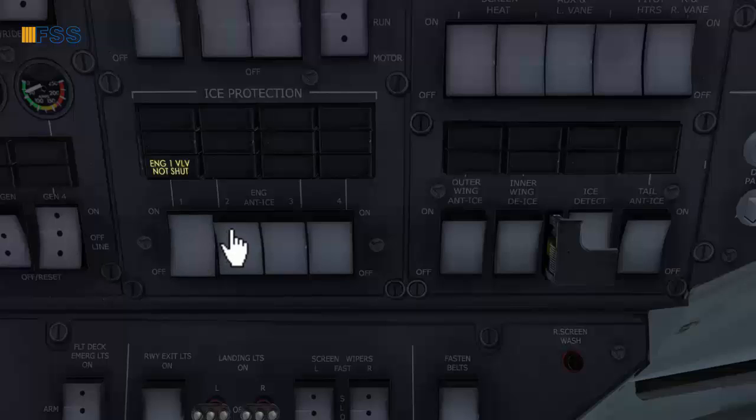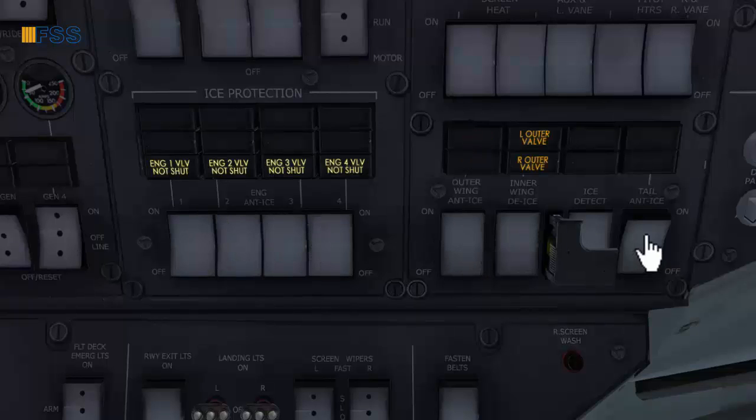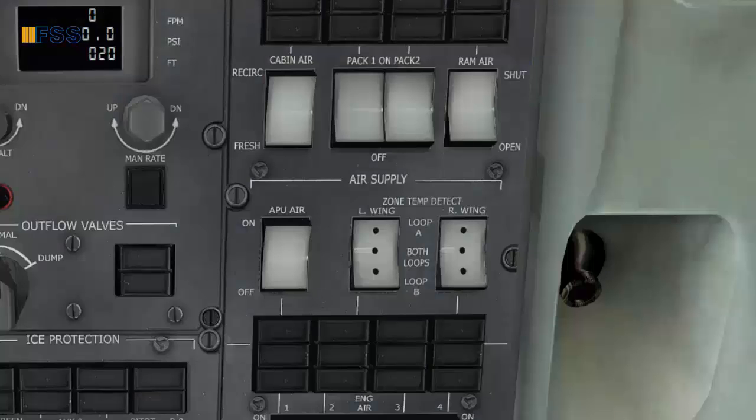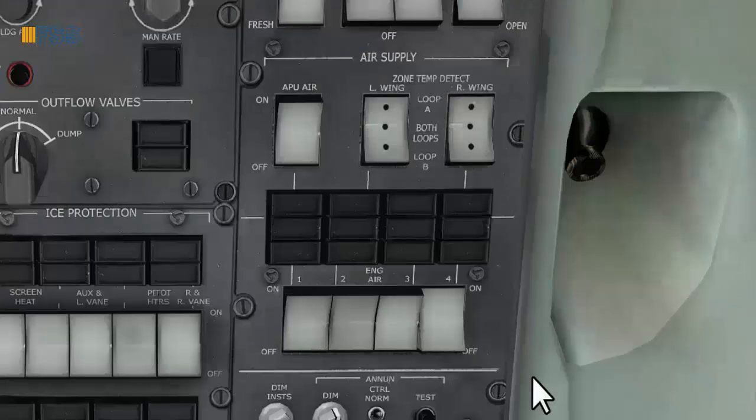When the airframe ice protection is required during takeoff or go-around, APU air must be selected off. Therefore, the air can be supplied only by the engine air number 4.